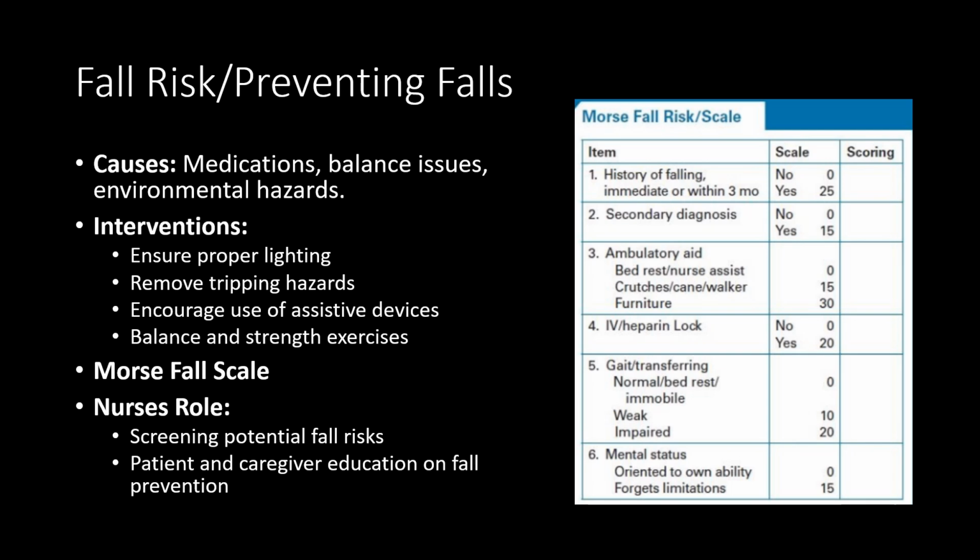So screening the potential fall risk with the Morse fall scale, and then educating your patient and caregiver on how to prevent falls not only in the hospital, but in the home. In the hospital, you want to make sure they know, here's your call light, make sure the call light's in reach, your bed's in the lowest position, your 2 side rails are up, and they know to call for help if they need to ambulate to the restroom.